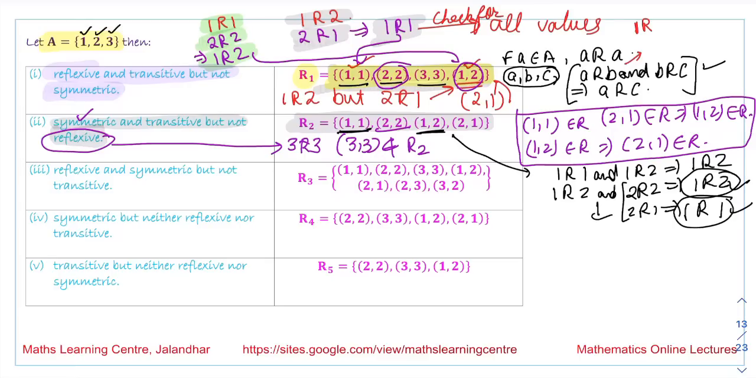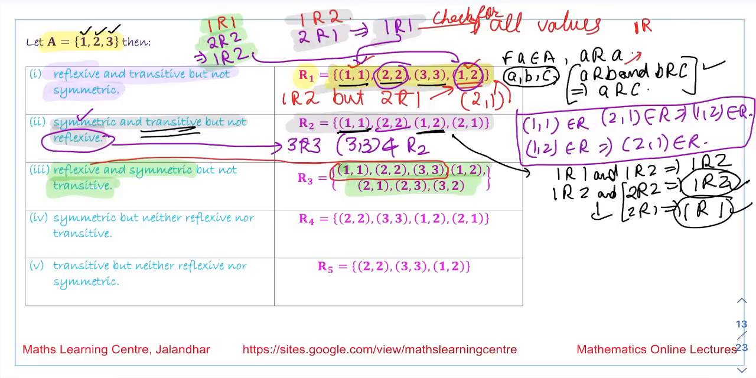Similarly, we have to check for all other elements over here, and we can find that this relation is a transitive relation. Next, we have to give the example of a relation which is reflexive and symmetric but not transitive. So on R we have defined this set. Clearly (1,1), (2,2) and (3,3) belong to this set. So it means this relation is reflexive.